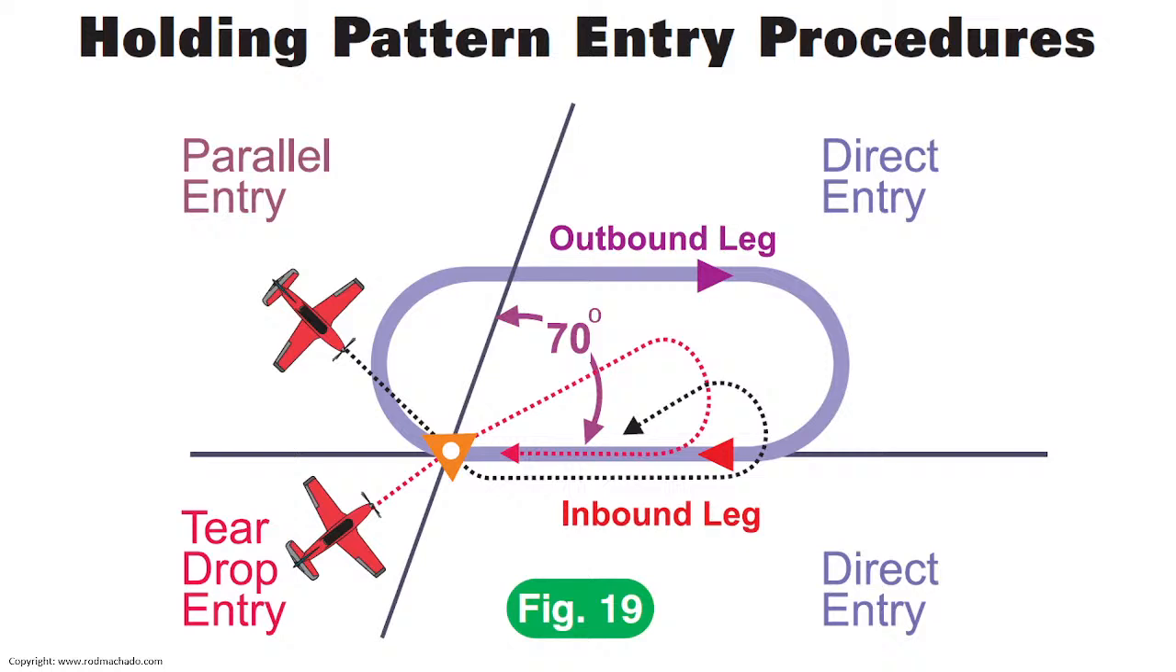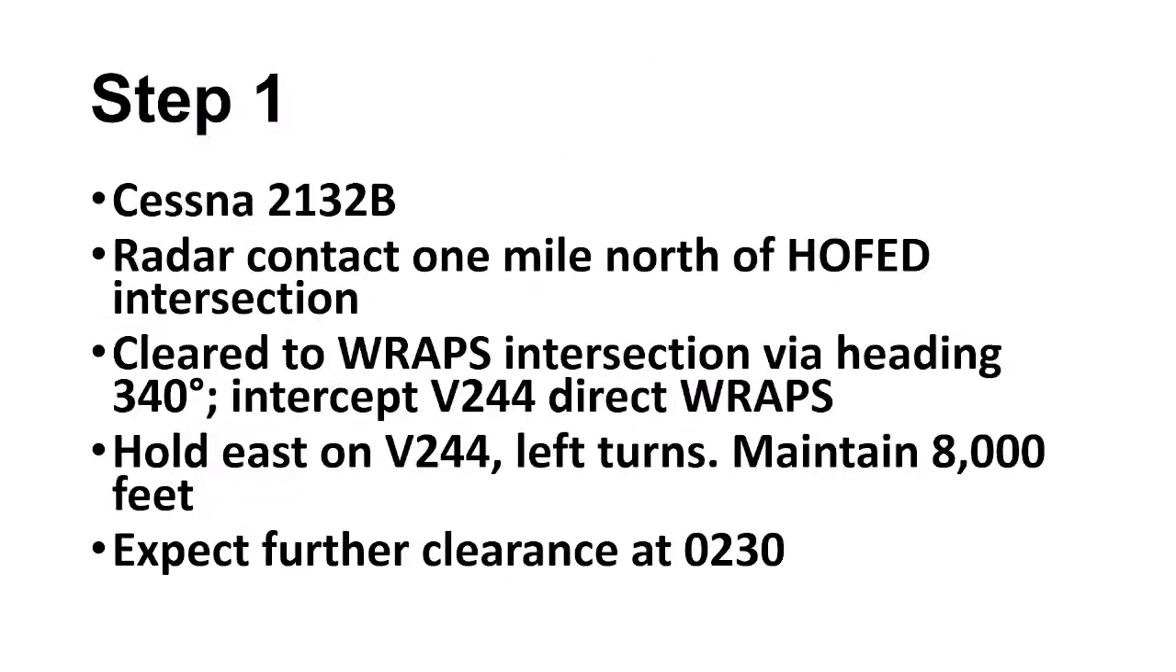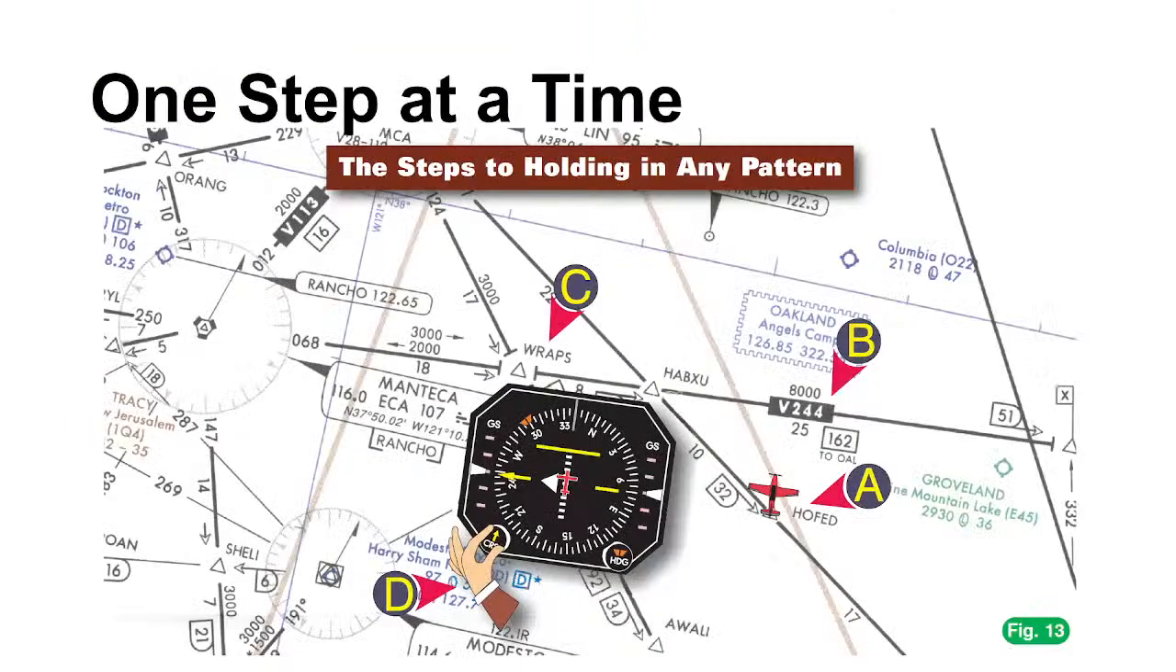You don't have to enter on an inbound or outbound leg when you're in direct. You may not be on this line. The ATC may tell you to go directly to. So I'm going to do this real quick. So instead of holding east of wraps, they could have told you cleared to wraps intersection via direct. Hold east on Victor 244 left turns, maintain 8,000 feet.